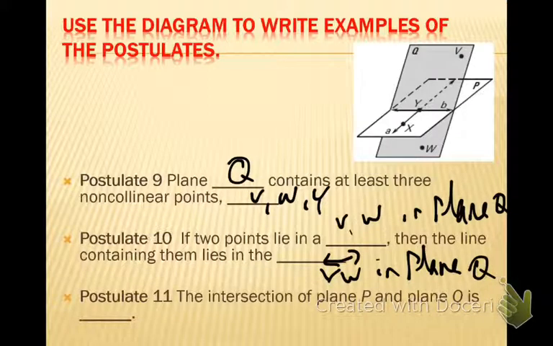And then the intersection of plane P and plane Q is what? I thought someone whispered it. Can't hear you. No, the intersection of plane P and plane Q is line B. Okay, postulate 11 says that when two planes intersect, they intersect at exactly one line. That's the line that these guys are intersecting at. Okay? Make sense? Excellent.